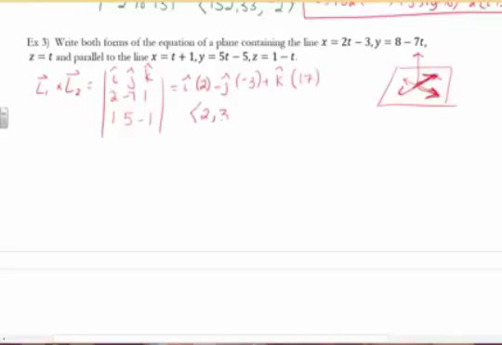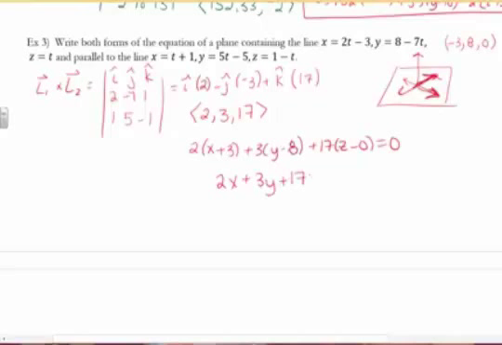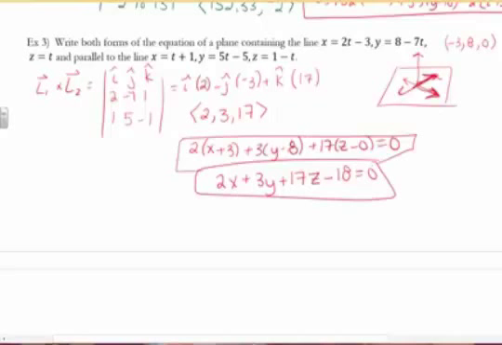So my normal vector 2, -3, 17 gives me 2x, let's see, now my initial point here would be -3, 8, 0. So it's going to be 2 times x plus 3, plus -3 times y minus 8, plus 17 times z minus 0, which is going to be 2x minus 3y plus 17z, and then I have 6 take away 24, which is -18. So there's my two plane equations.